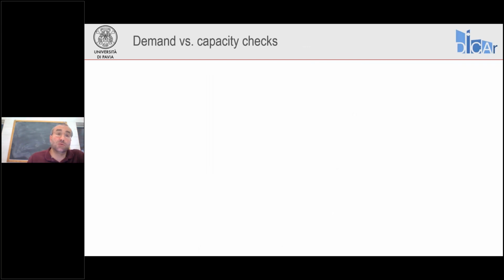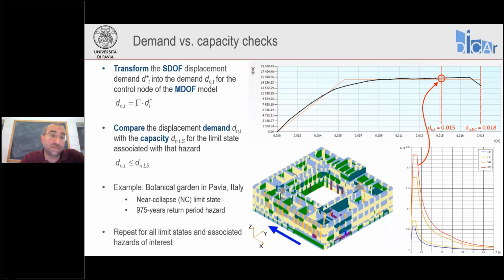The last point is to compare demand and capacity, but this is an easy task because we just transform the demand from the single degree of freedom system oscillator. So we transform D star T into dNt, which is the displacement demand at the control node of the multi-degree of freedom model. How do we do this? Well, we multiply D star T times gamma. Remember, we found the capacity spectrum by dividing the displacements with gamma. Now we multiply the displacement of the single degree of freedom system by gamma, and we go back to the multi-degree of freedom world.